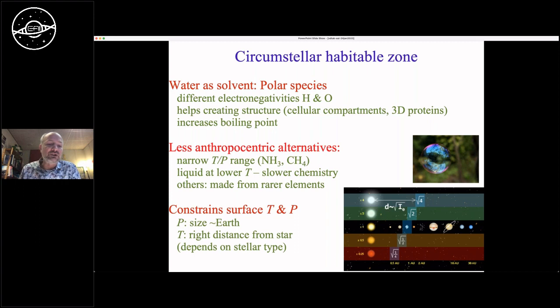So if we stick with water as a solvent for now, this constrains temperature and pressure on the surface. Temperature obviously needs to be between freezing and boiling, and this constrains the distance from the star. So if you have a star like the sun, you need to be about, well, this distance, the Earth-Sun distance, right, away. If you have a smaller star, you need to be closer in. Bigger star, you need to be further out, like in the diagram on the bottom right. And similarly, the pressure of the atmosphere is related to its surface gravity, so that constrains the size of the planet to be about that of the Earth, but it can be a bit larger or smaller.